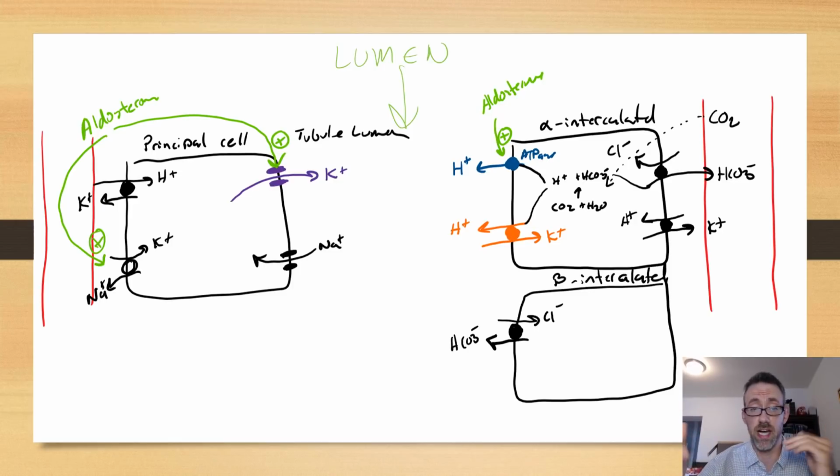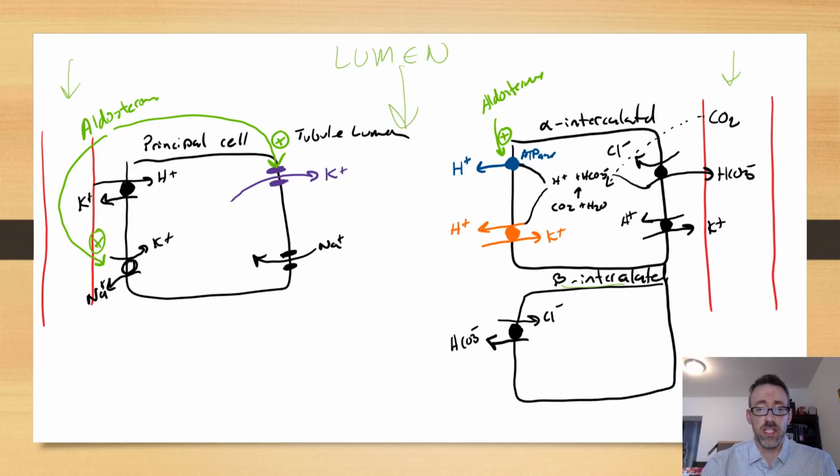There's cells on either side. So you can see I've written one out as principal cells. The other one's alpha intercalated, and I also put in a beta intercalated cell there. On the outside of the nephron, you can see in red on either side, those are the peritubular capillaries. Okay, so that's just to help us orient.